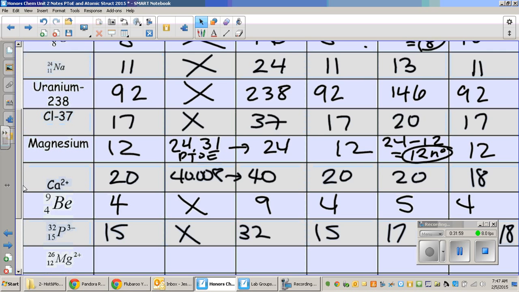And then you had to go, okay, 2+ charge means I have more protons than electrons, but you shall not change protons, so you had to subtract 2 of your electrons you previously had, so it went from 20 to 18.